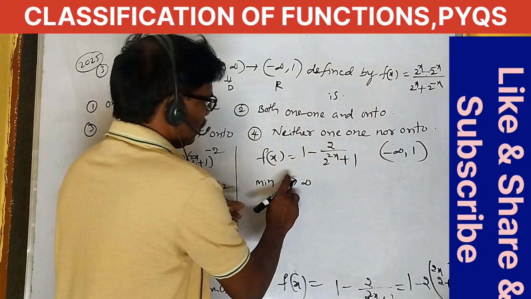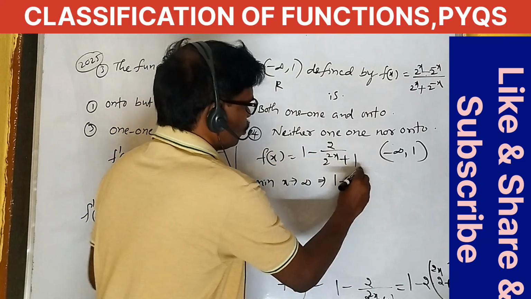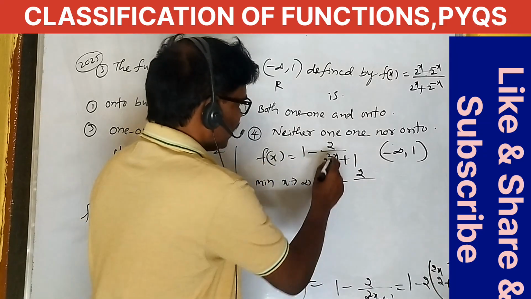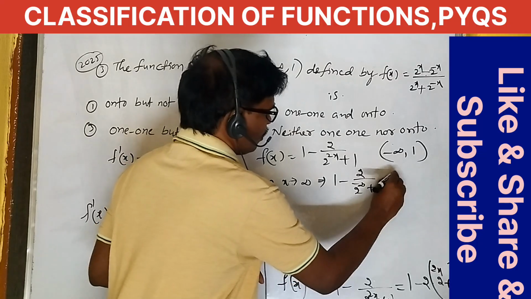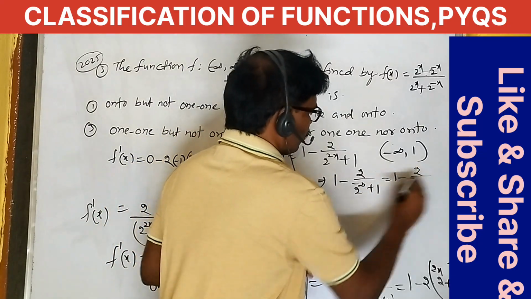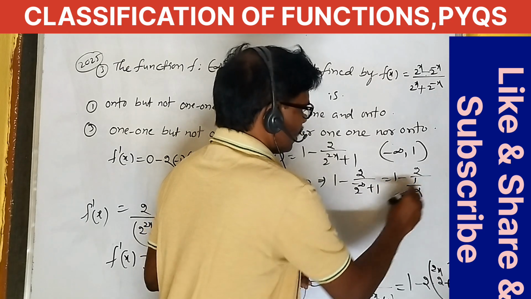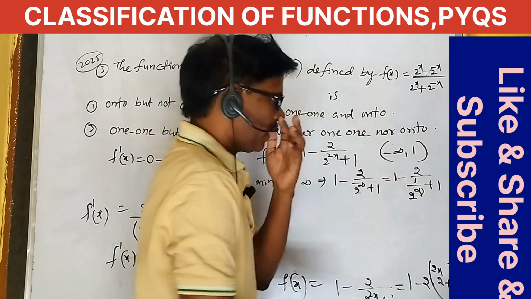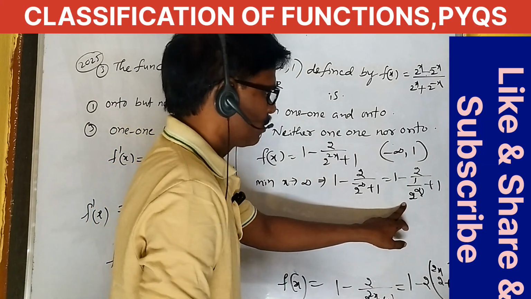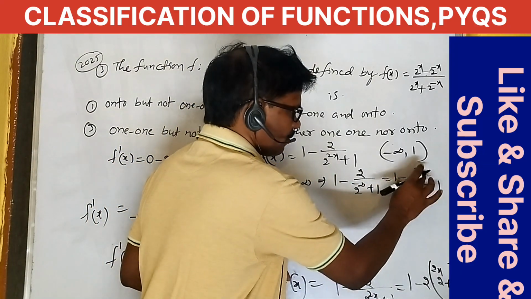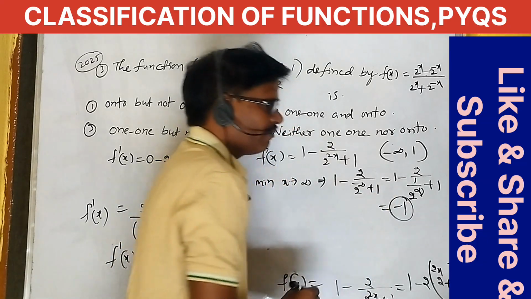As x tends to minus infinity, here 1 minus 2 by 2 power minus infinity plus 1 equals 1 minus 2 by (1 by 2 power infinity) plus 1. 1 by 2 power infinity is 0, so this is 1 minus 2, which equals minus 1. This is the minimum value, equal to minus 1.